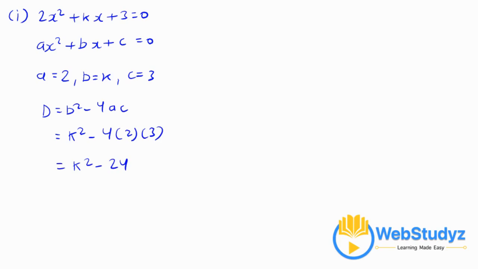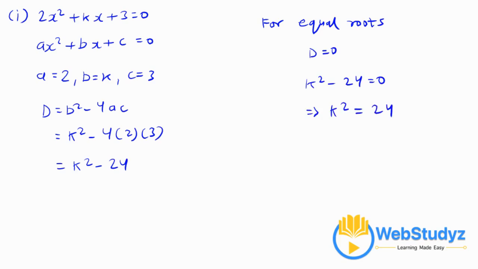So as we know, for equal roots, determinant should be equals to 0. That means k square minus 24 should be equals to 0. So from this, we can write that k square should be equals to 24. That means value of k should be equals to plus minus under root 24, or we can say that k should be equals to plus minus 2 root 6.